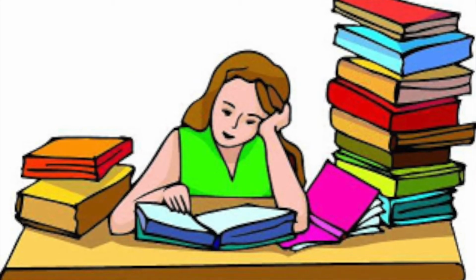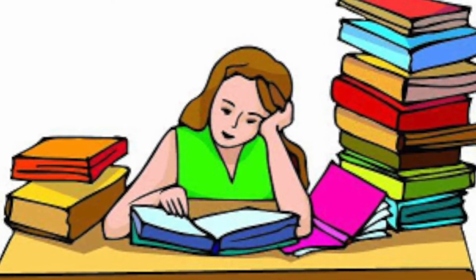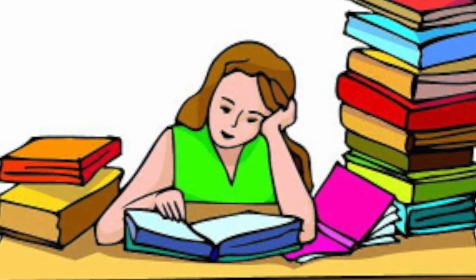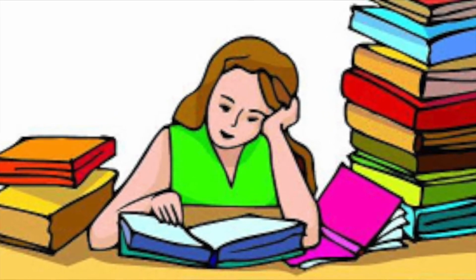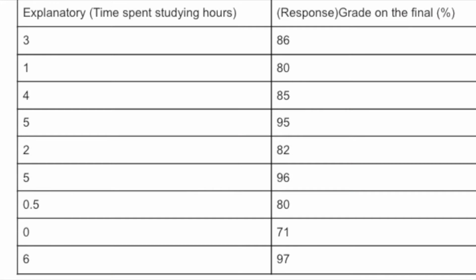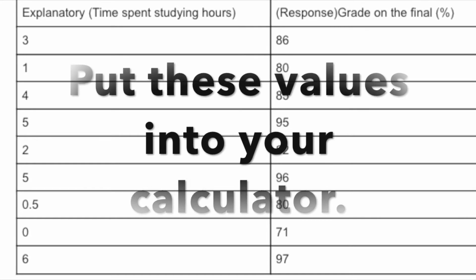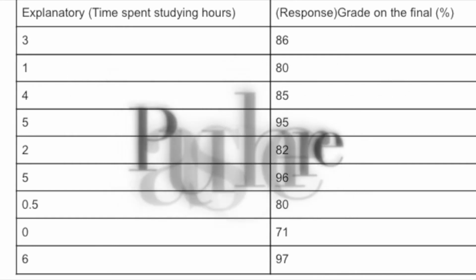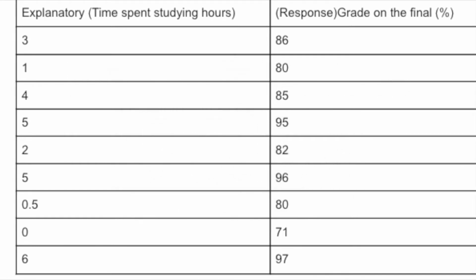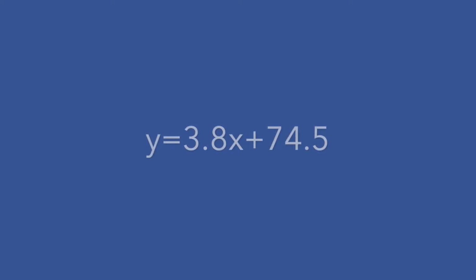Now let's do one more example all the way through. Say you wanted to observe the relationship between the amount of time spent studying and the grade on a final. You get this data set. Put these values into your calculator, following the steps that we showed you before. The equation that you should get is y equals 3.8x plus 74.5.